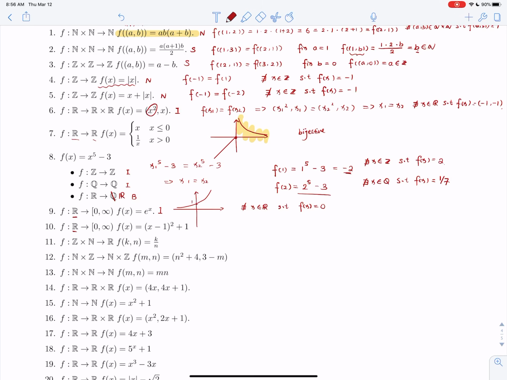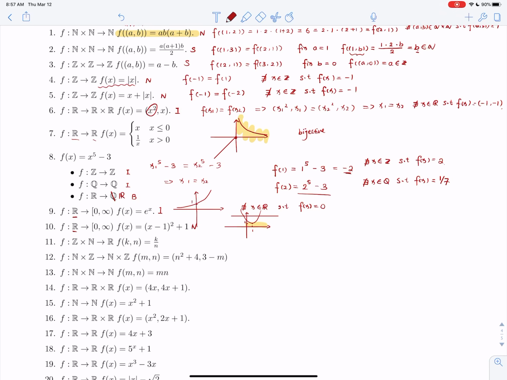Number 10. Again, we can draw the graph. We all know what x squared looks like, something like this, and then you can do a transformation. It moved up by 1 unit, and to the right by 1 unit. So this whole graph looks something like this. From the graph you'll see that it fails the horizontal line test, so it's not injective, and we'll never reach 0 or anything between 0 and 1, so it's not surjective as well. So it's neither.